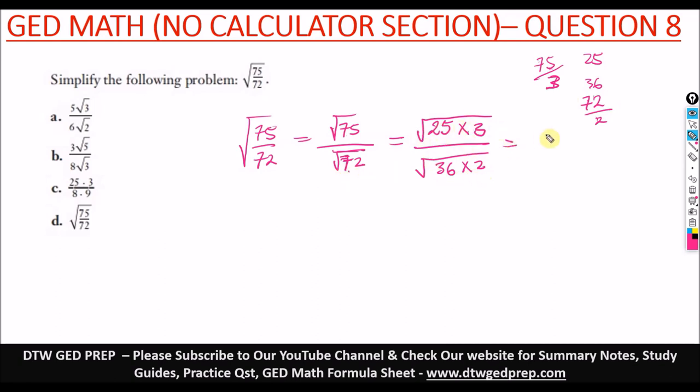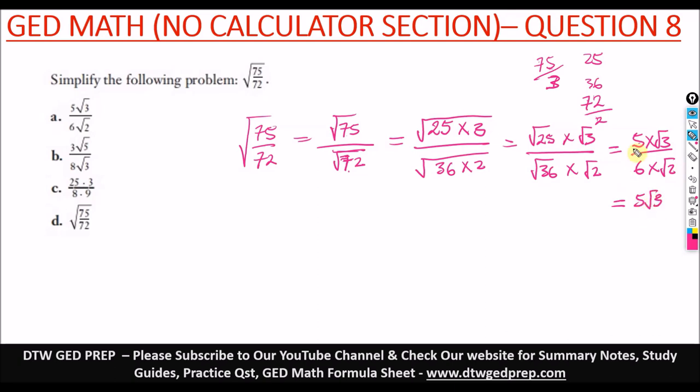So from here, this statement also means the square root of 25 times the square root of 3. Also here, this means the square root of 36 times the square root of 2. Here now, we can get the square root of 25, which is 5, times the square root of 3. And here, the square root of 36 is 6 times the square root of 2.